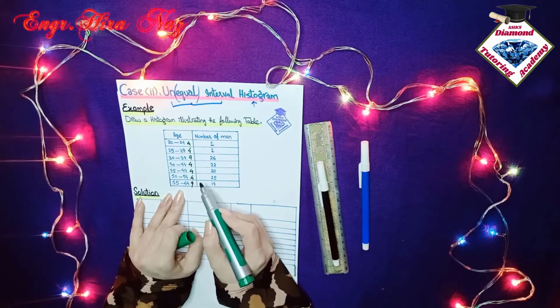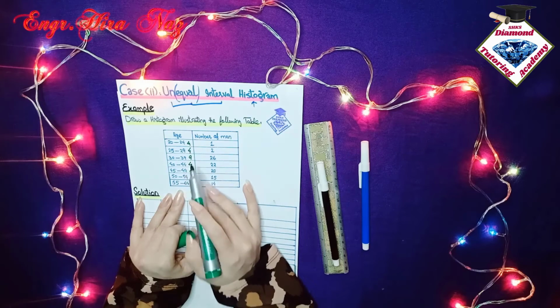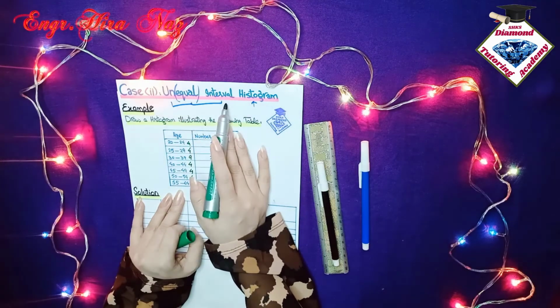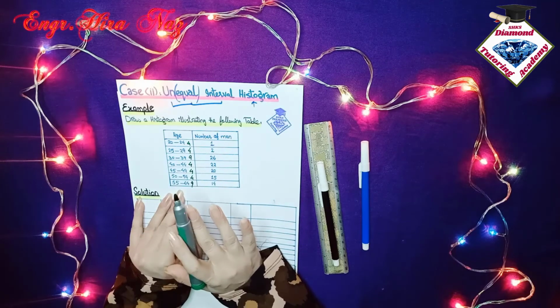So it means you can see here the gap between intervals is not the same. That is called unequal intervals. Understand? So we can say the class intervals are not equal.